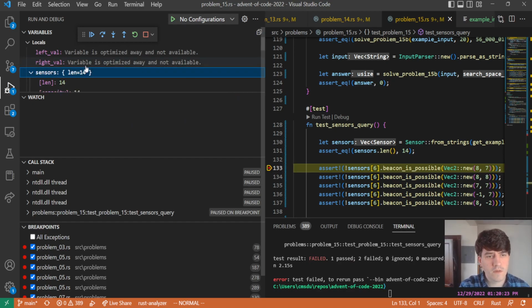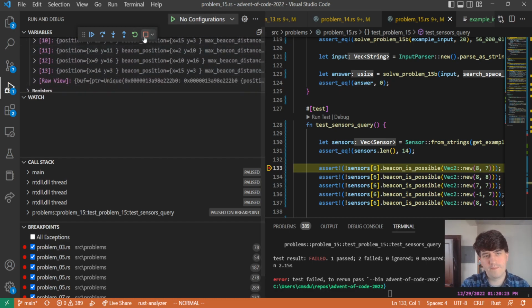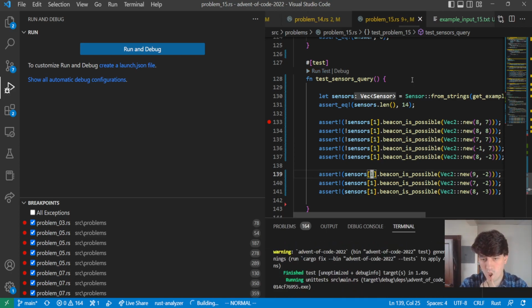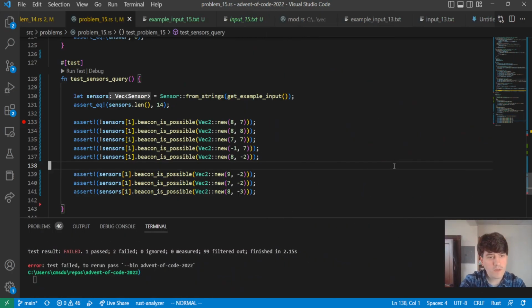Okay, sensors 87 is position 1. So all these 6s just need to become 1s. Oops. Okay. Cool. Passes. And okay, so now back to cargo test.